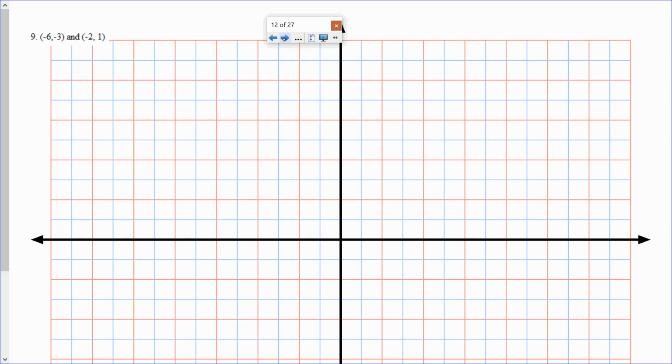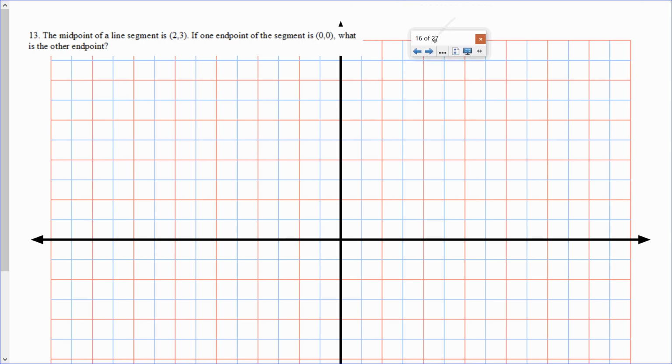So that is number 13. The midpoint of a line segment is 2, comma 3. Now I suggest you label it with an M, so it's a little bit more clear to see what's going on. One endpoint is 0, 0. What is the other endpoint?